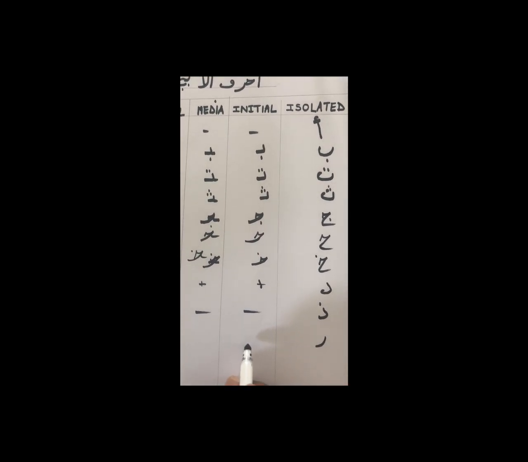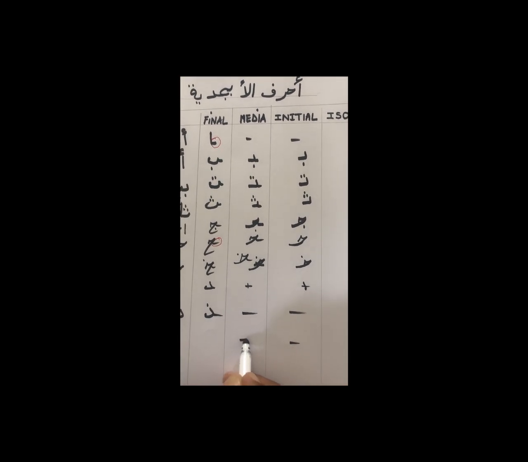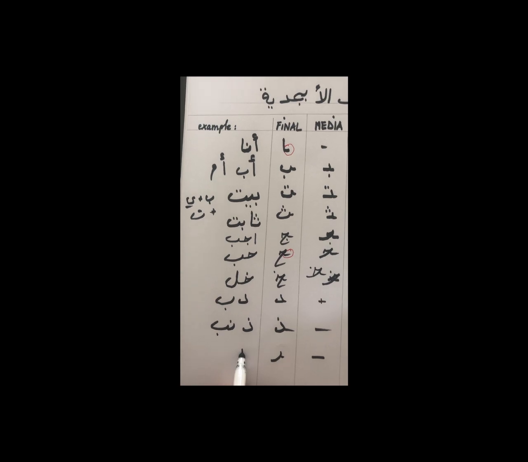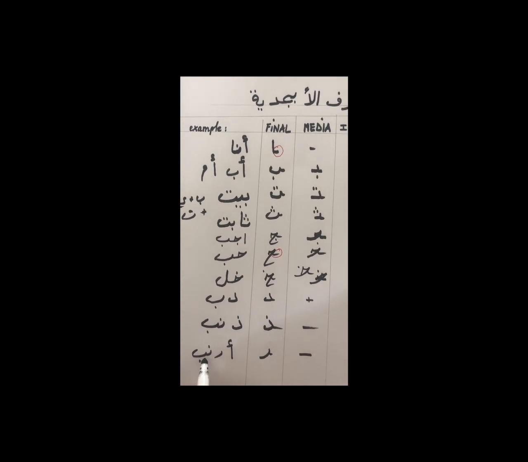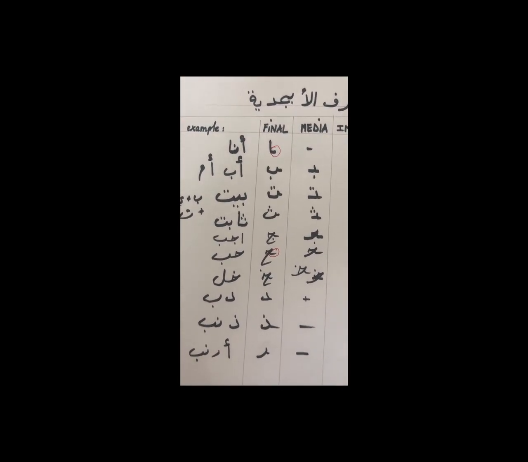Re doesn't have anything in medial, and in here you can have re with a little bit of a line to connect it, and you write Arnab. Alif, Re, Noon, B. Arnab, rabbit.